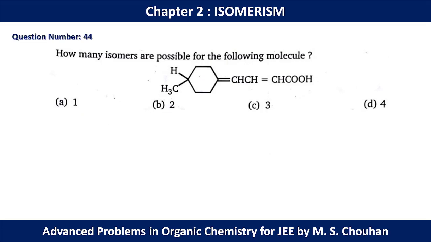In question number 44, how many isomers are possible for the following molecule? See, it is not a chiral center. Why? Because these two functional groups are identical. So we can't have any optical isomerism from this position. This double bond cannot show geometrical isomerism. Why? Because these two functional groups are identical.